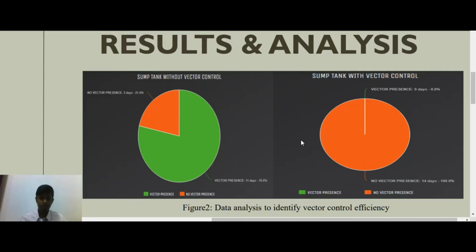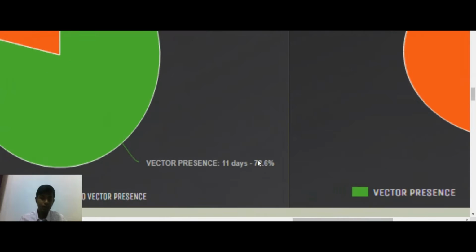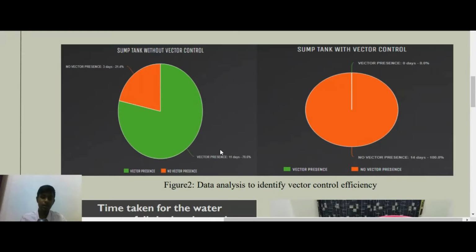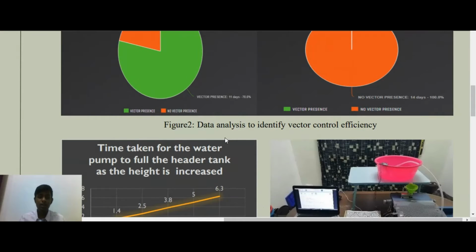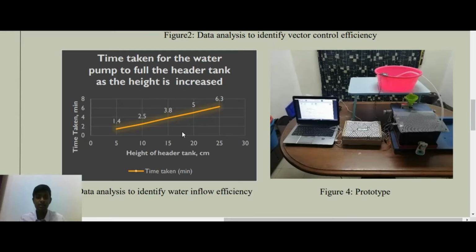From the pie chart, it can be clearly seen that in the sump tank with vector control, 0% vector presence was recorded, while for the sump tank without vector control, 78.6% vector presence was recorded over the 14 days. Therefore, it can be clearly seen that the sump tank with vector control efficiently prevents vector infestation at the tank. Now let's move on to the second analysis.